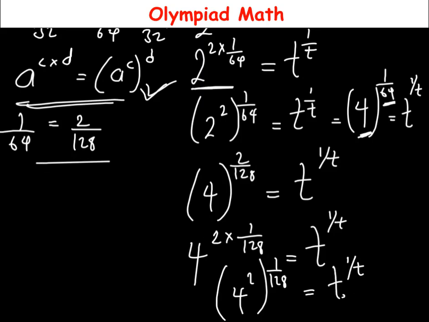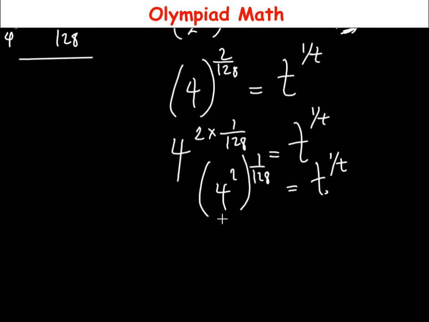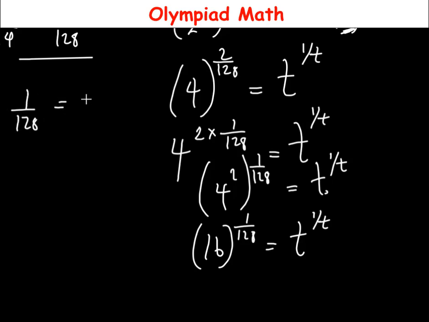Now with this, 4 squared is 16, right? All raised to power 1 over 128, which equals t raised to power 1 over t. At this junction, looking at this base right here, which is 16, is not still equal to the denominator power, which is 128. And the goal is to make the base equal the denominator power. So, still working with the equivalent fraction, 1 over 128 can be expressed in the form of 2 over 256.